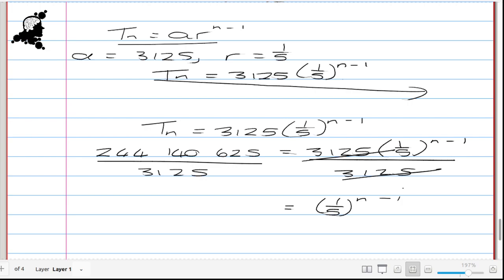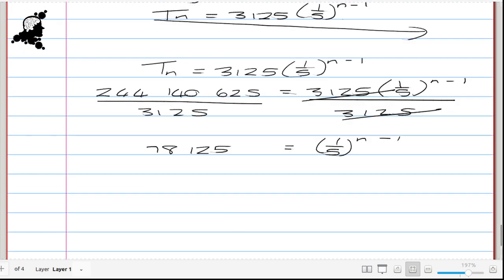So 244,140,625 divided by 3,125 is going to give me 78,125. When I get to this point, I can express both sides as bases of 5. So I could say this is 5 to the power 7. And this is going to be equal to 5 to the power negative 1, to the power n minus 1. Right. Laws of exponents. See, this is why algebra is so important in any section of mathematics.